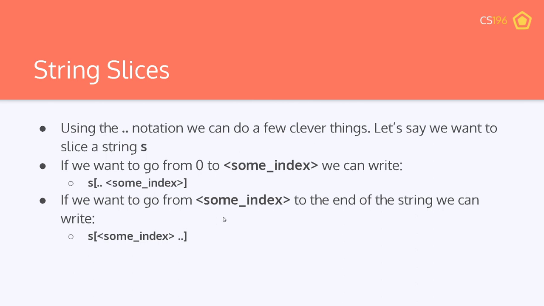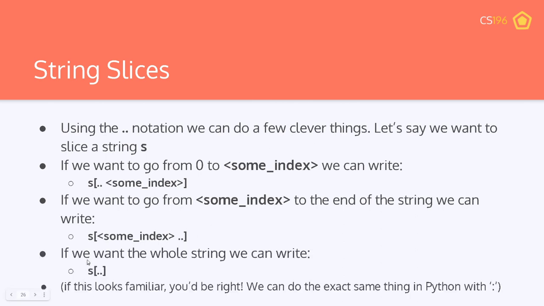Hopefully not too surprising, if you want the entire string, you can just say s dot dot. Of course, this is basically functionally similar to just writing s, but sometimes has some small differences in terms of safety of writing things. And hopefully this looks familiar. We did the exact same thing in Python with the colon, saying I want this index, stuff like that, or slicing arrays in Python.